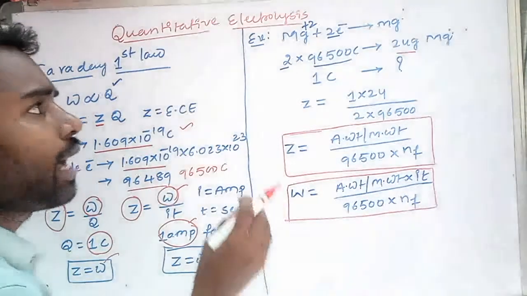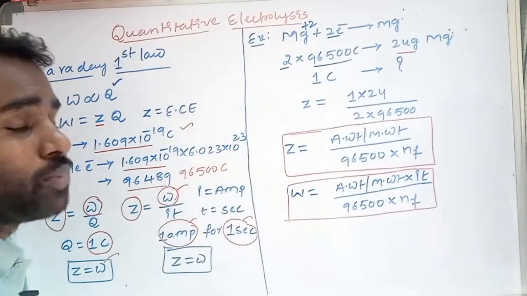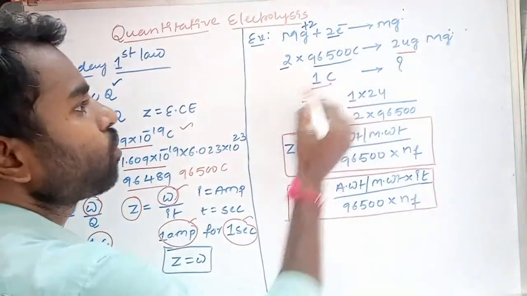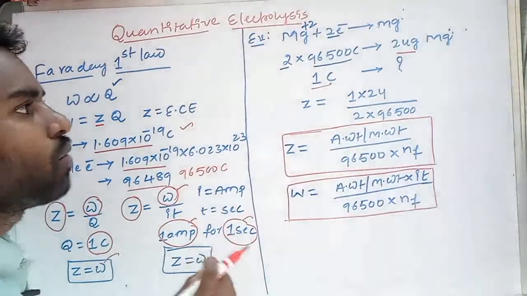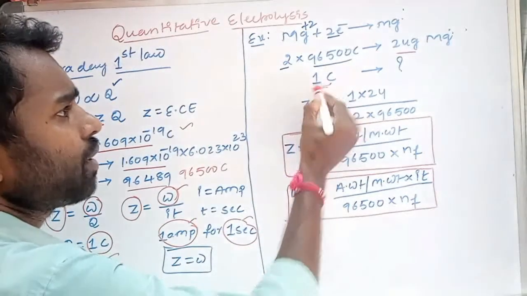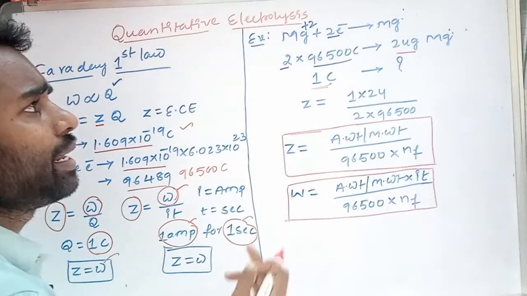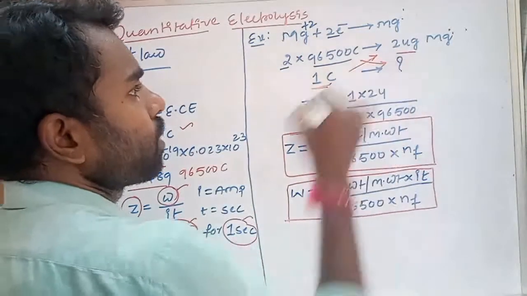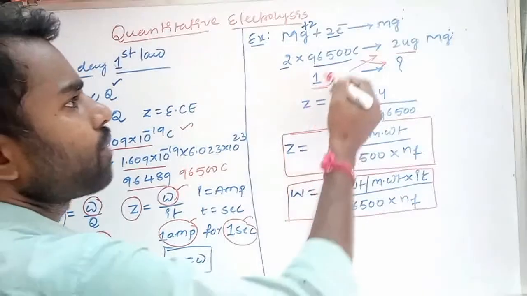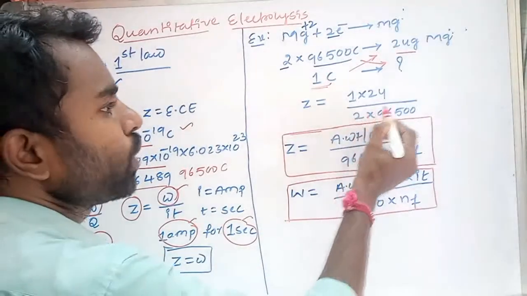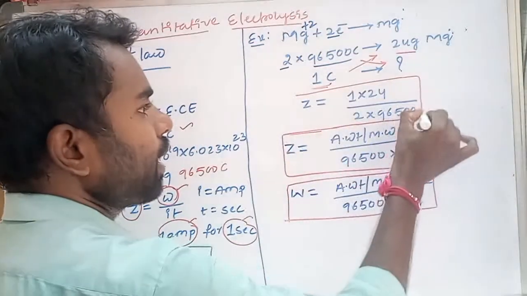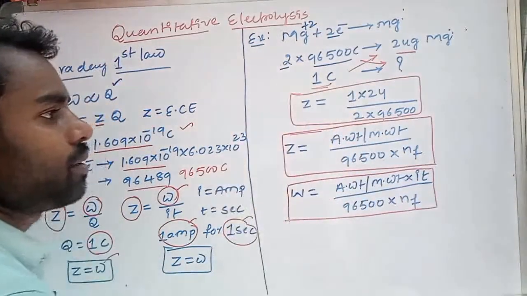We need the electrochemical equivalent of Mg2+, that is, how much Mg is deposited when we pass 1 coulomb. By cross multiplication we get 1 into 24 divided by 2 into 96,500. This is the electrochemical equivalent of Mg2+.